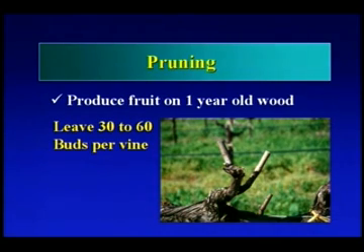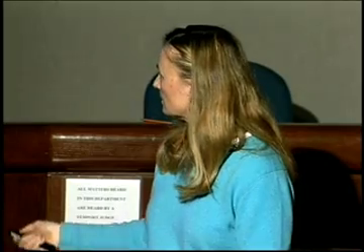Pruning is really simple in grapevines because they only produce fruit on 1-year-old wood. And I showed you this out in the field. The grapes are very nice in that they show you what the 1-year-old wood is. It looks very, very different from the older wood. The 1-year-old wood is smooth. It's nice and brown and lignified and woody, but it doesn't have this rough, shaggy bark that you see on the rest of the wood.